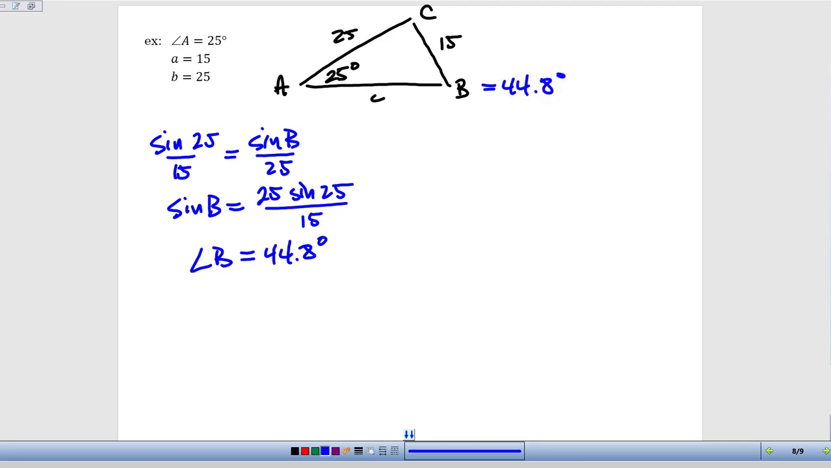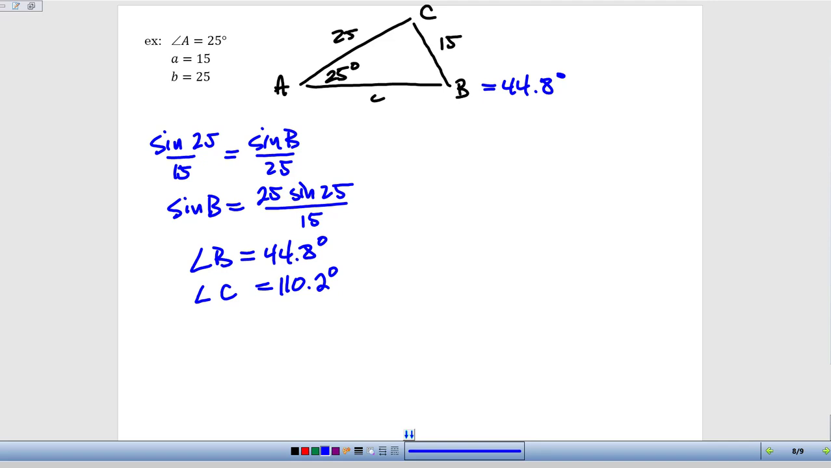So that's enough now for us to figure out what angle C is. So if we add 44.8 to the 25-degree angle A that we have, that gives us 69.8. If we then subtract that from 180, we get angle C in this first scenario is 110.2 degrees. So that looks like a reasonable measure for that angle up there.